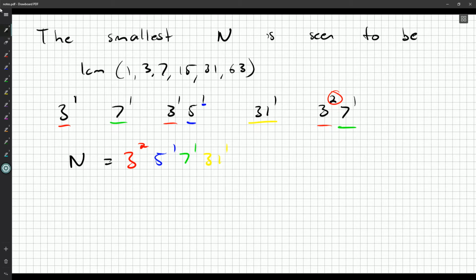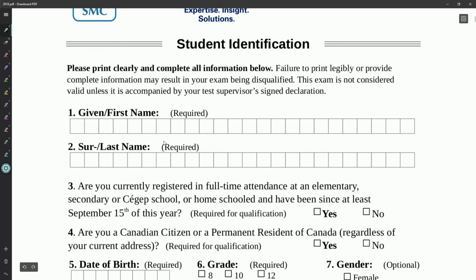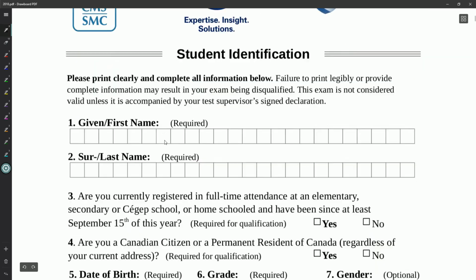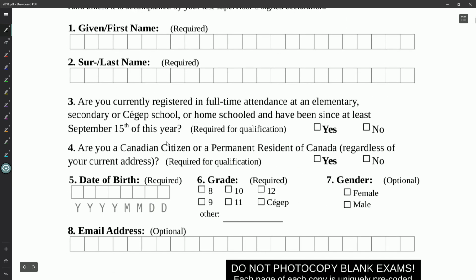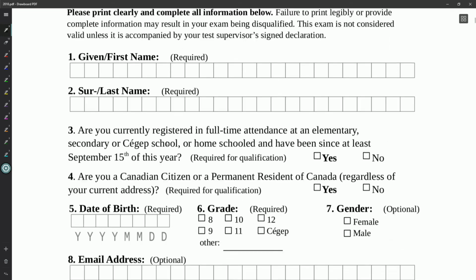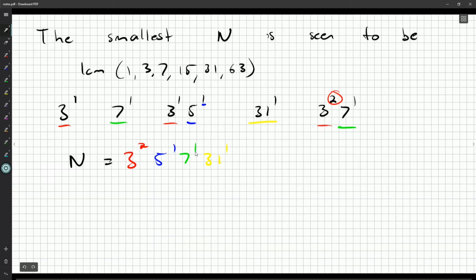And so we'll just grab our calculator. 3 squared is 9 times 5 times 7 times 31. Wait, actually, no. I can't remember now. Are we allowed calculators for this paper? Oh, goodness me. Yeah, you're allowed calculators in the open. It doesn't say, and I can't remember off the top of my head. Okay, doesn't matter. I'll just work this out by hand.